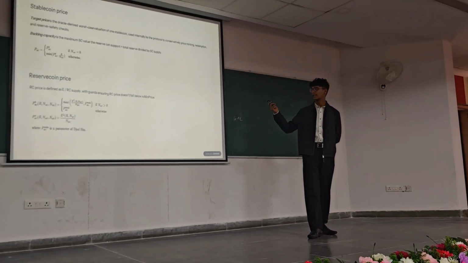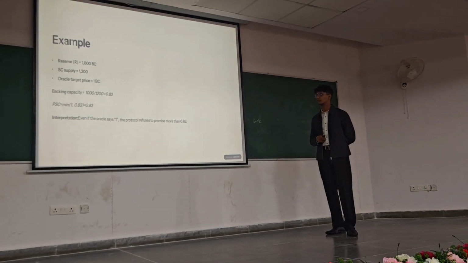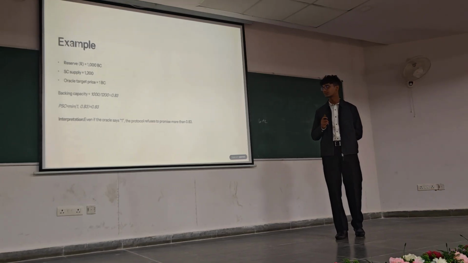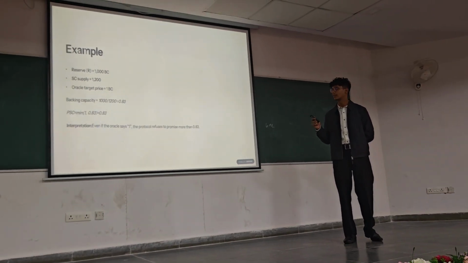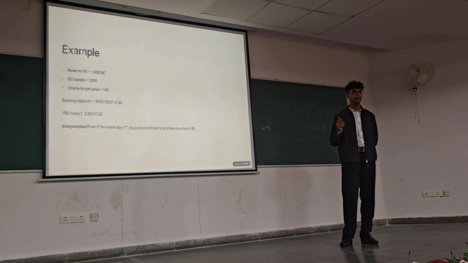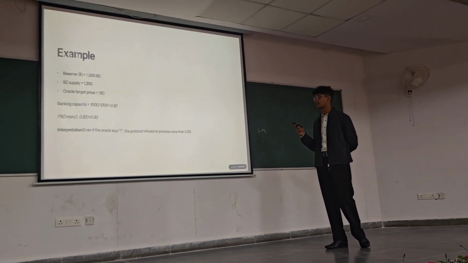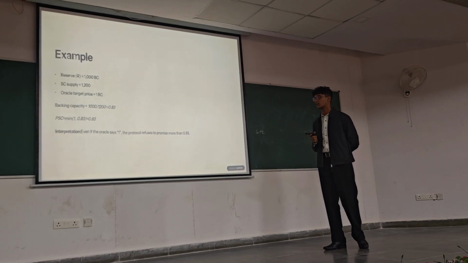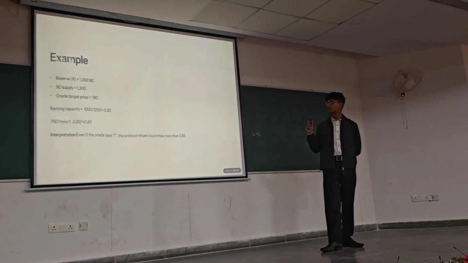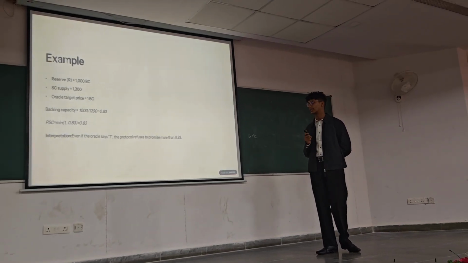Let's go over it by an example first, so that it's easier to understand. Let's say we have 1000 base coins in reserve. By base coin here I'm assuming Ethereum, and the stable coin supply is 1200, and the oracle target price is 1 base coin, which is $1. So backing capacity becomes 1000 divided by 1200, which is 0.83. Now it is important to note that we'll take the minimum of the oracle target price and the backing capacity, which comes out to be 0.83.